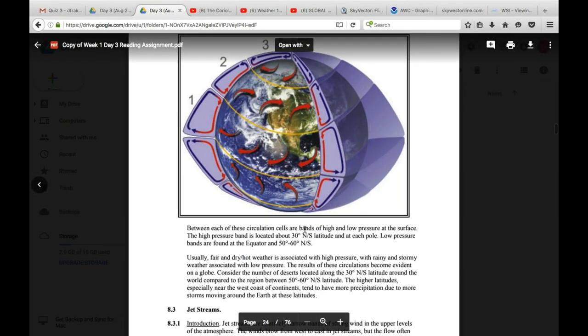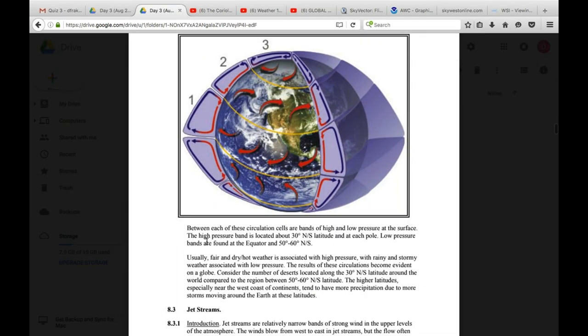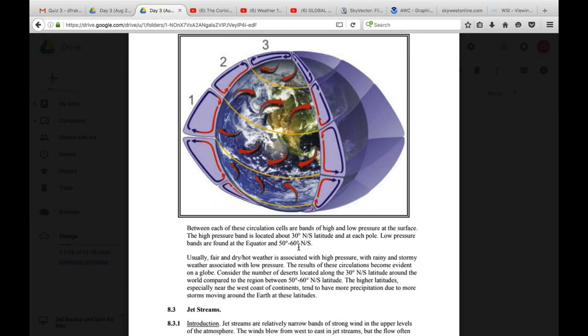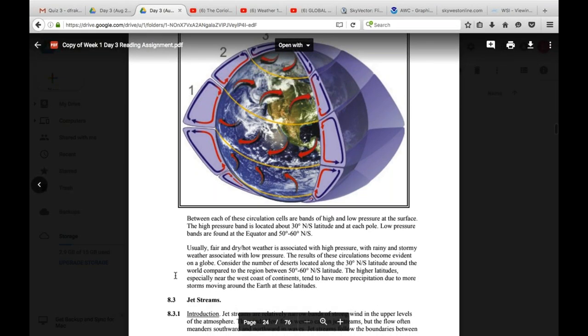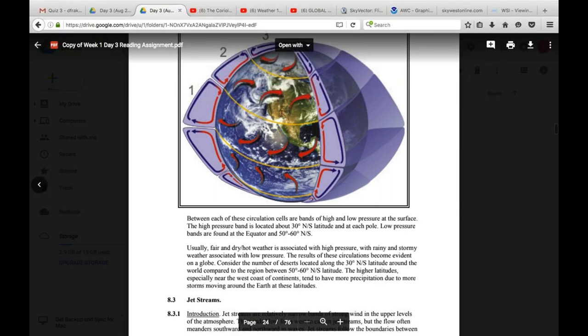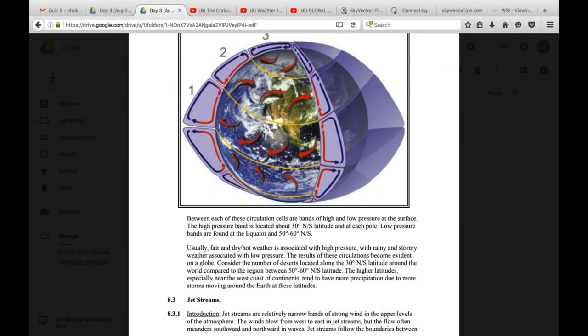So between each of these circulation cells are bands of high and low pressure at the surface. The high pressure band is located around 30 degrees north and at each pole. Low pressure bands are found at the equator and 50, 60 degrees north or south. Usually fair, dry, hot weather is associated with this high pressure. So here in Utah, if you look on a map, there's almost always high pressure above us. And that's why we have such beautiful weather.